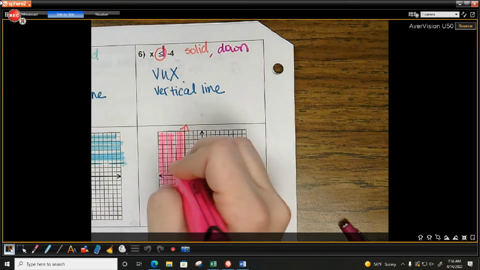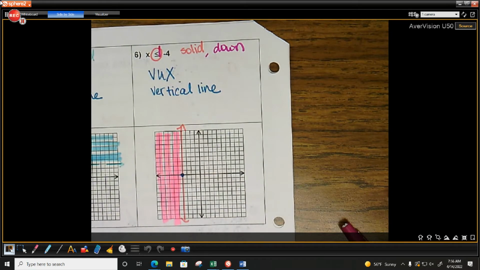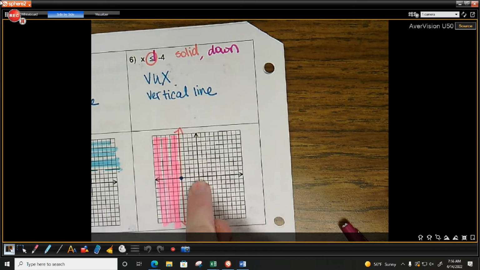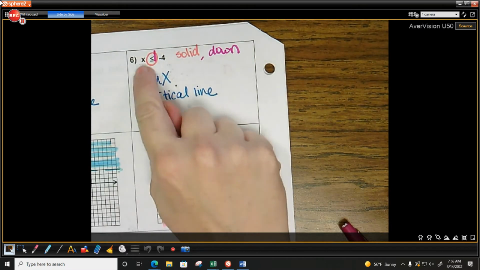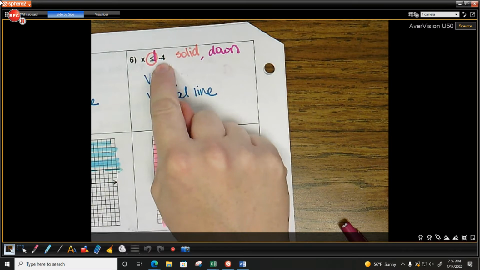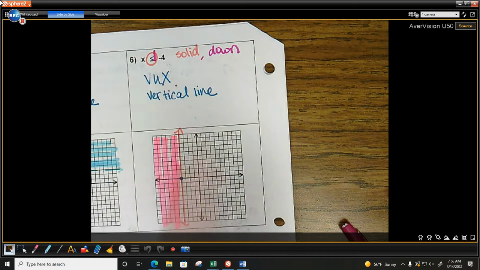That's really the tricky part. And again, you could use a test point. Use the origin, 0, 0. Is 0 less than -4? No. So I shouldn't include the origin. Do not include 0, 0. Good?